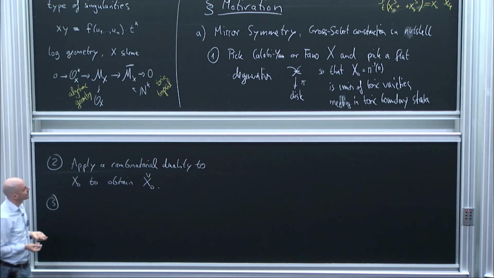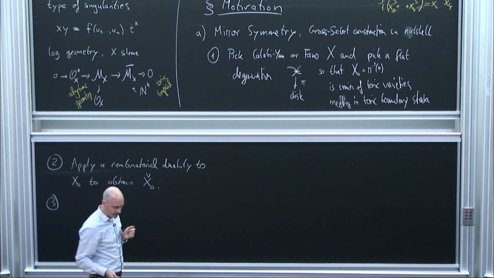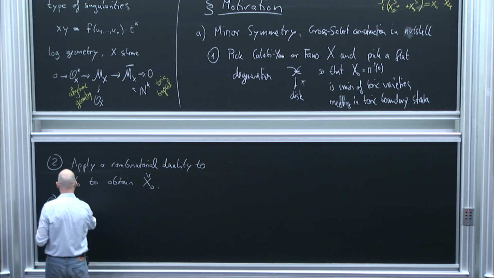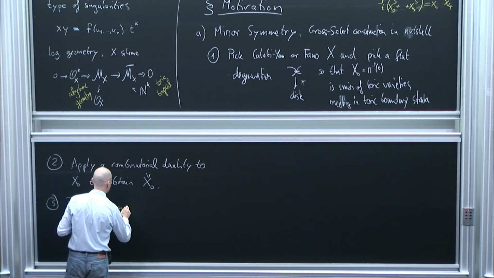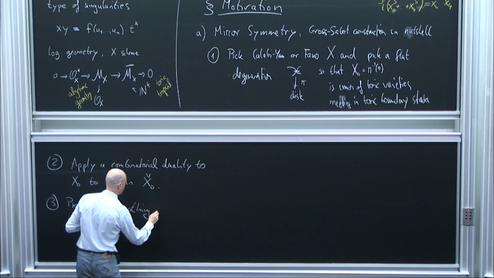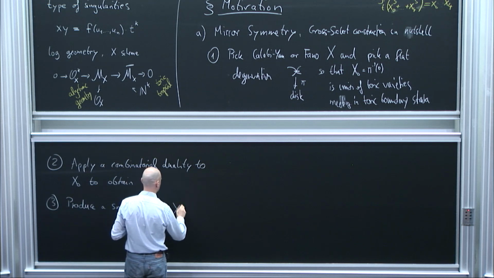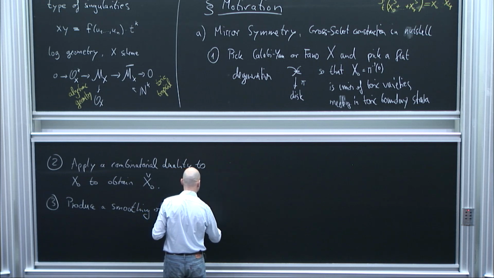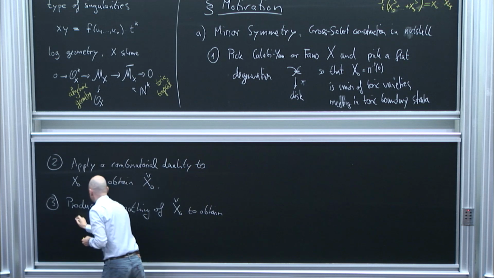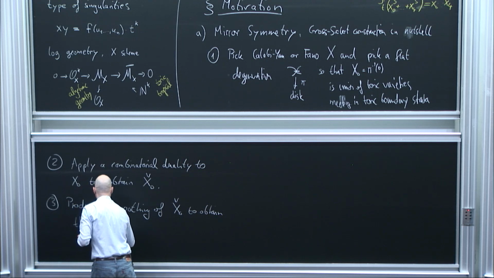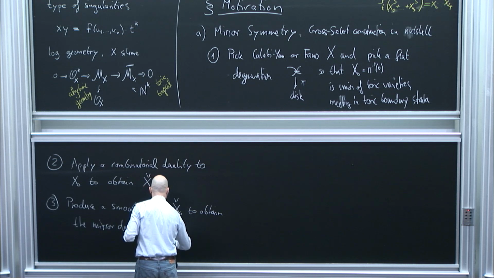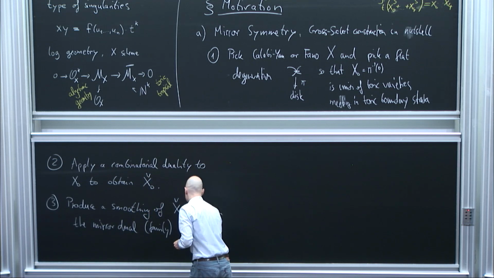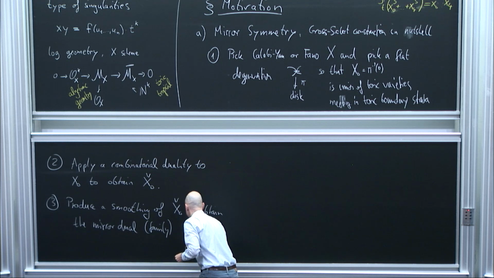And then the next step is to reverse the first step. So now you want to produce the smoothing of the variety you end up with in the duality. Produce a smoothing of x0 check to obtain the mirror dual. And in fact, what you see is you don't just get one mirror, you get a family of things. You can say x check over a disk.